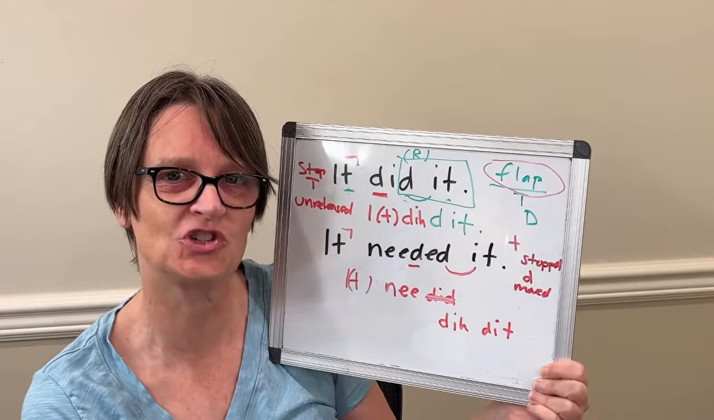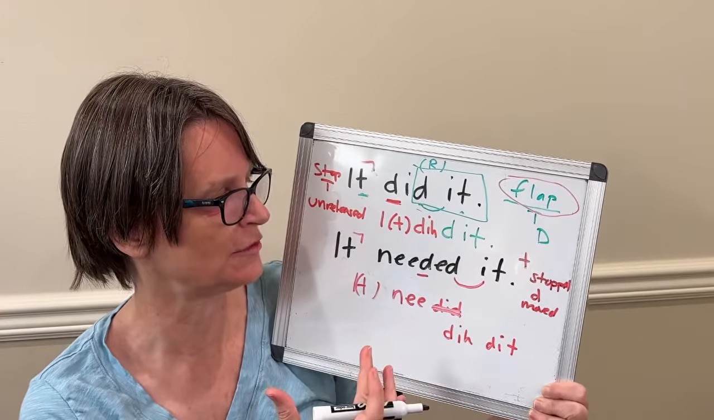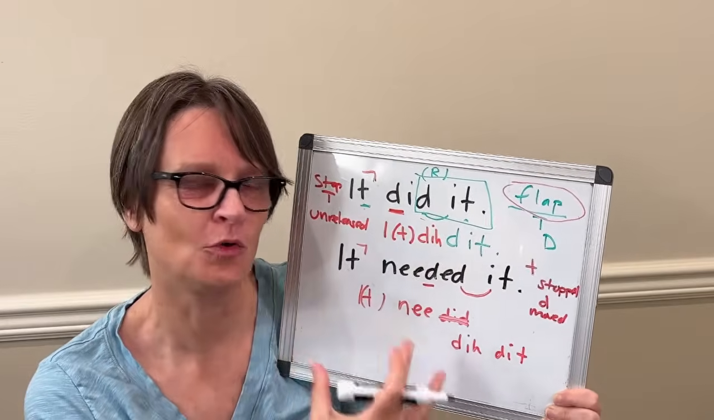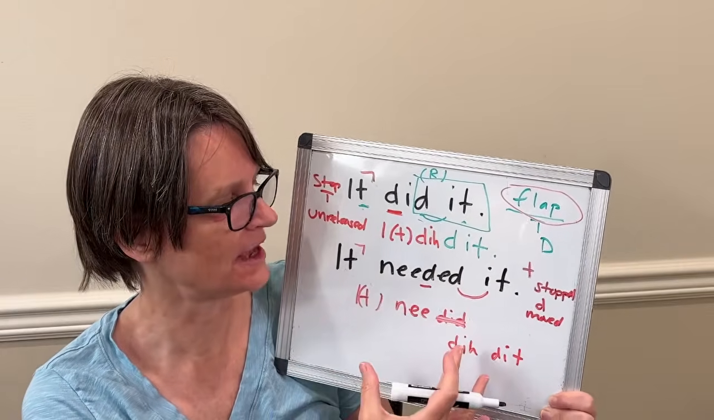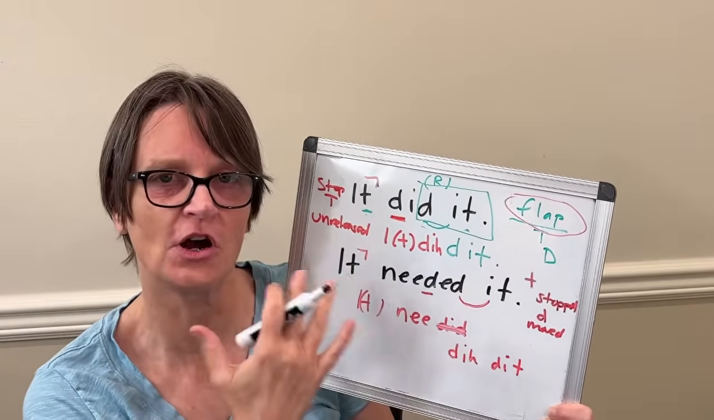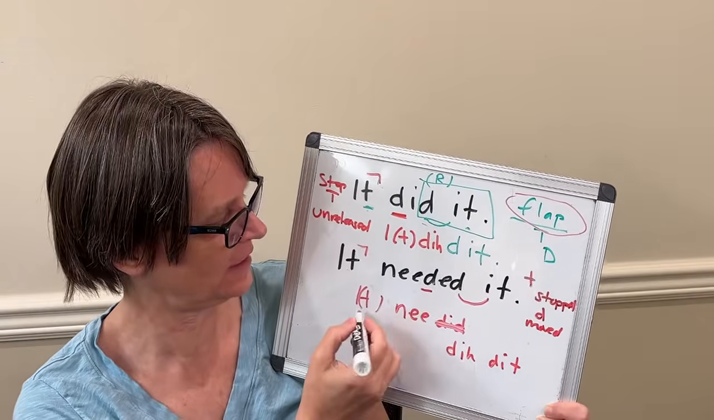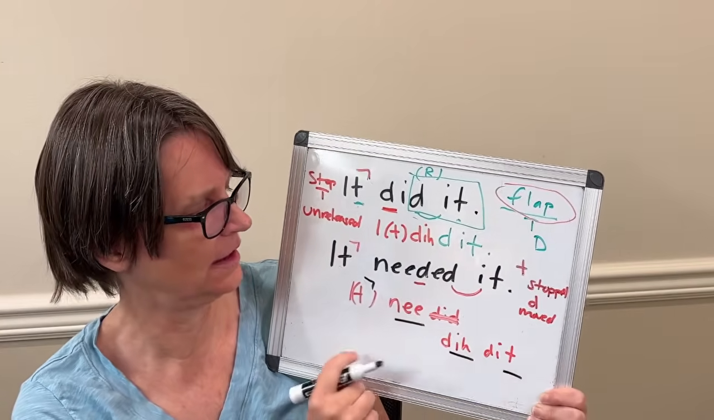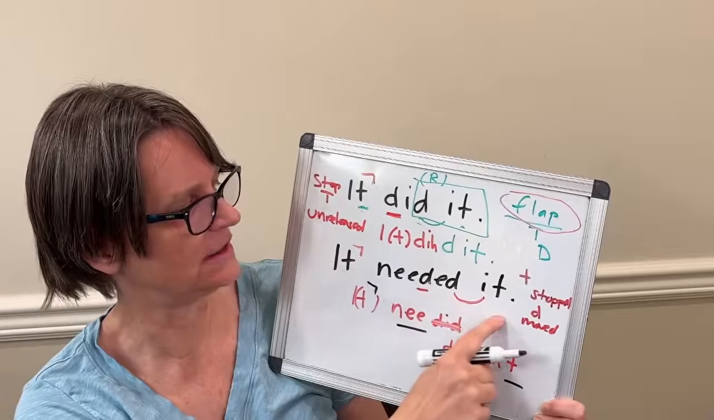So I can backwards chain this phrase so it comes more smoothly to me. Because if I go word by word, it's very likely that my old pattern, my old way of saying it, is going to come out. And instead, I really want to feel where these connections are and the lack of breaks. I want to feel it needed it rather than it needed it.